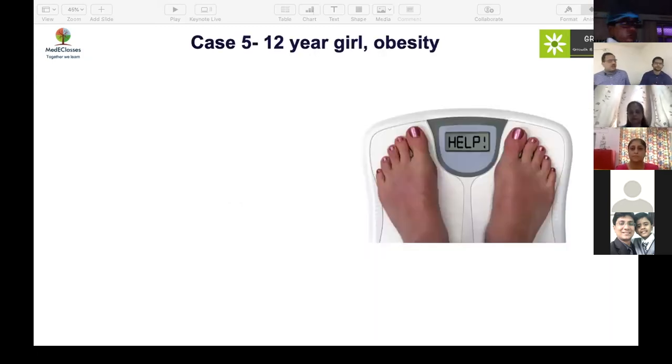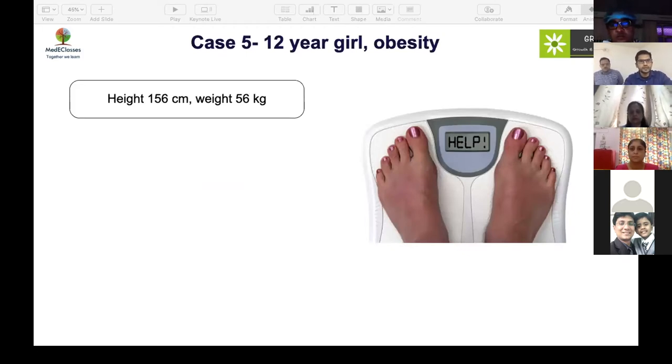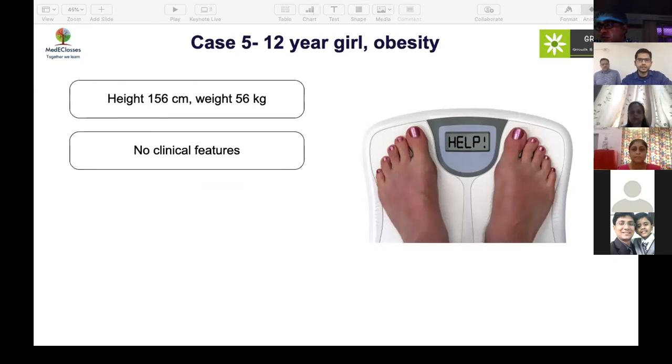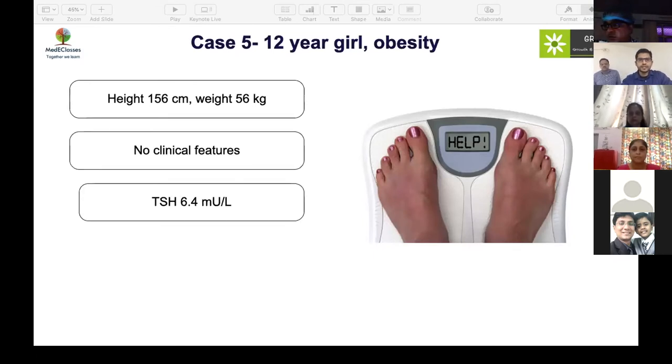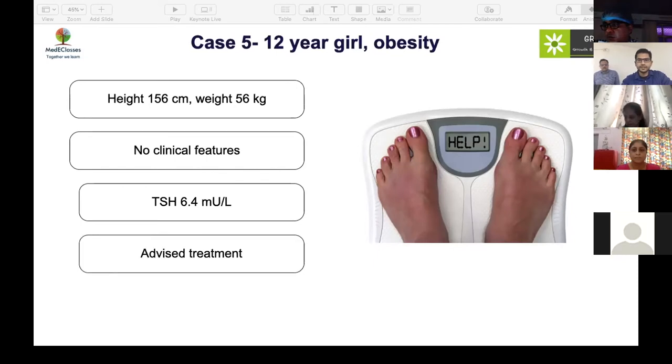Next case, Dr. Prateek. A 12-year-old girl came with obesity. Her height was 156 centimeters and she was 56 kgs. However, she had no other clinical features. The TSH was slightly raised at 6.4, for which she was actually advised treatment. Now, what would be the further plan?